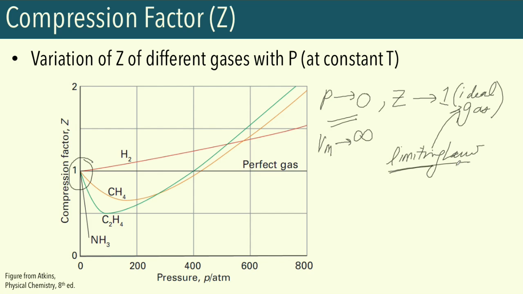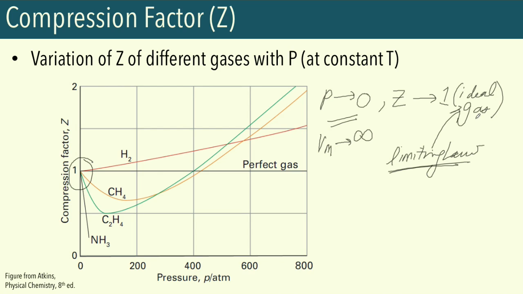So when we start constructing real gas equations of state, we should always have this condition. At the limiting conditions, zero pressure and infinite molar volume, our equation of state should always reduce to the ideal gas equation of state. We'll be seeing that later on with the different equations of state that we'll be constructing.